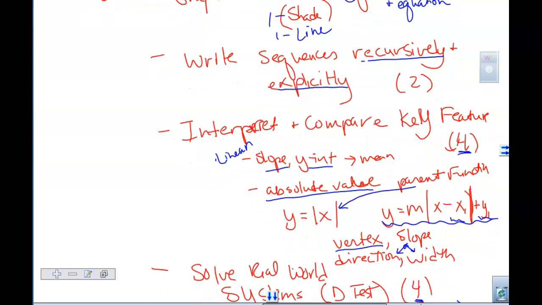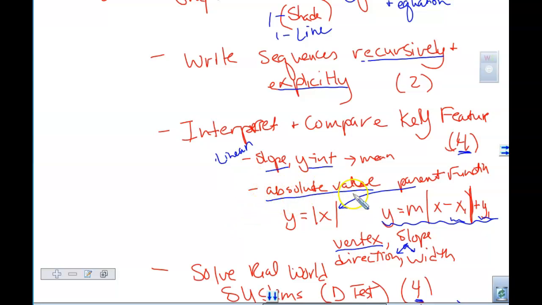Interpreting and comparing key features is the next portion of the test. There'll be 4 questions. When it's linear, what I'm going to be looking for is that you are finding or being able to tell me something about the slope of the line and the y-intercept. Those would be key features. You might be asked to explain what that slope meant, what that y-intercept meant in that situation.